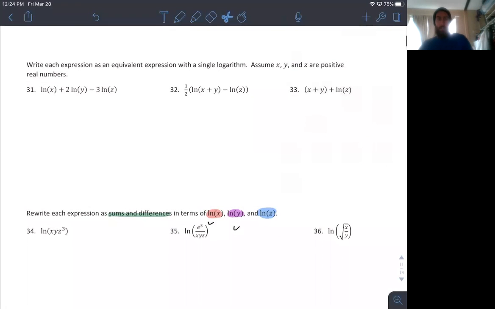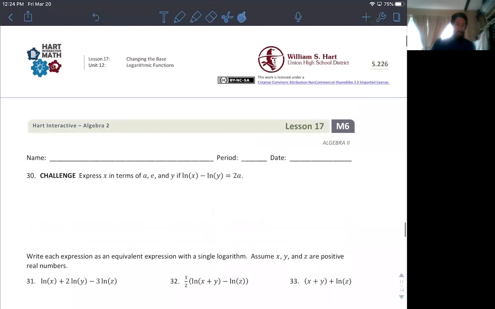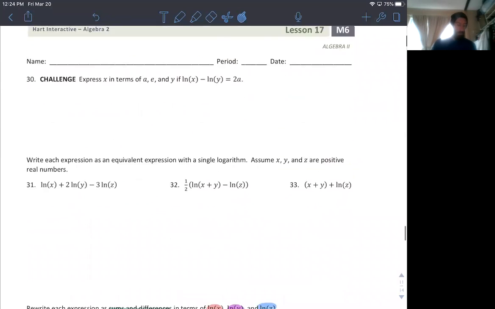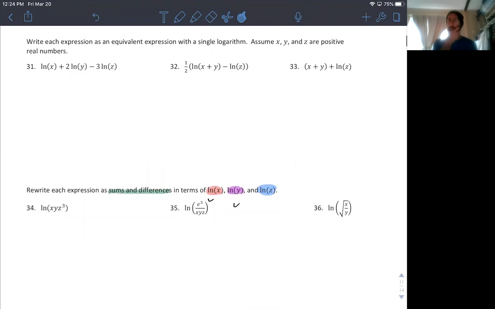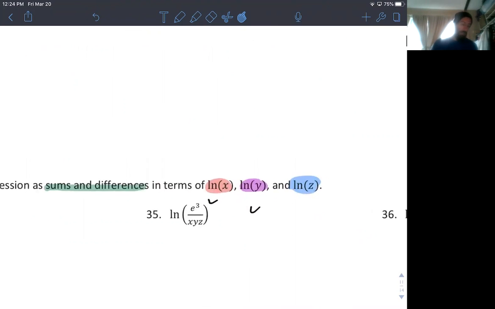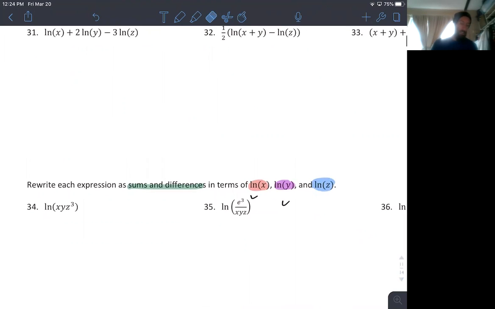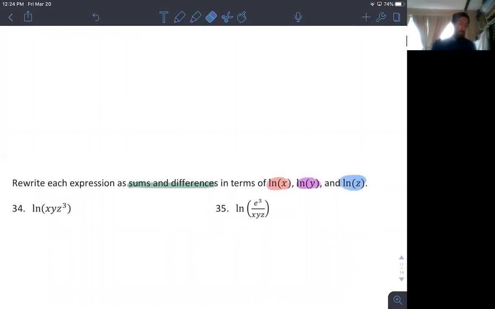All right, so here we are. I'm going to try to work with recording of page 227, problem number 34 specifically. This is in lesson 17 where we are working with changing the base formula. But in this case, actually, we are working to rewrite the expression here at number 34 in terms of ln x, ln y, and ln z using sums and differences.